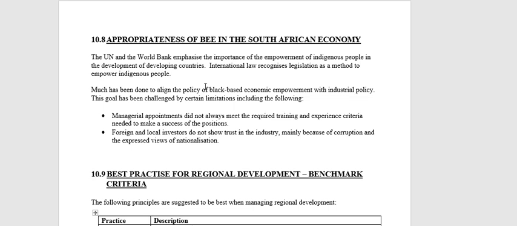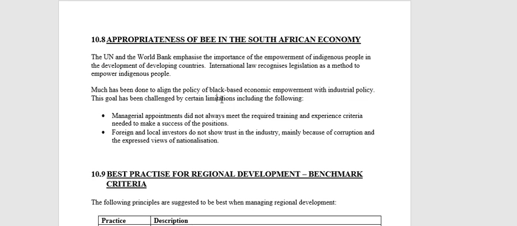So international law also recognizes legislation as a method to empower indigenous people. Just remember, triple BEE, it is a law. It is a law that was passed by the government, and internationally, these types of laws create redress. And that is seen internationally as an acceptable way to make sure that indigenous people are empowered.